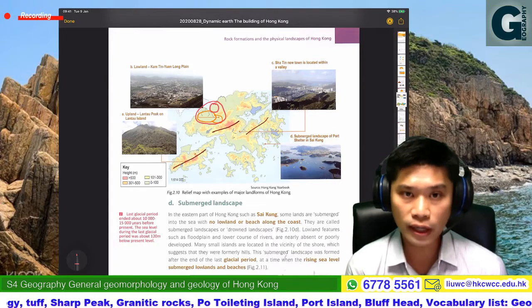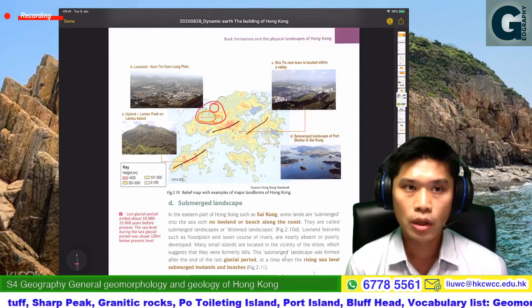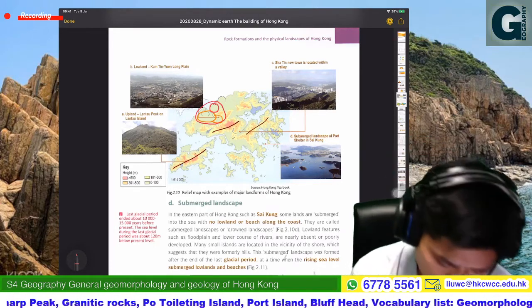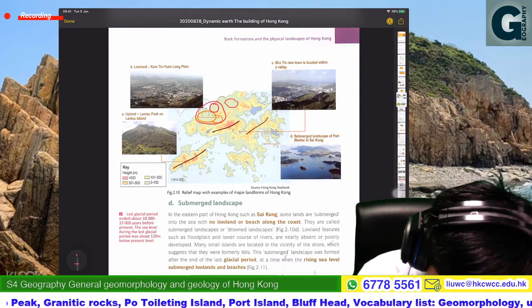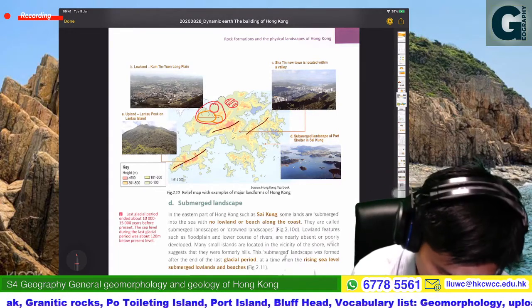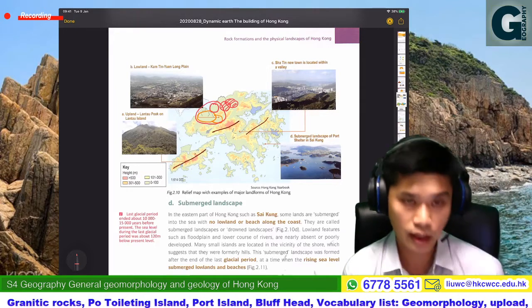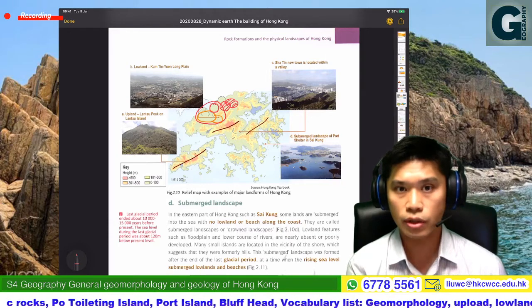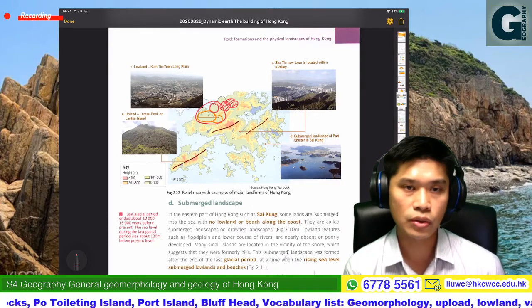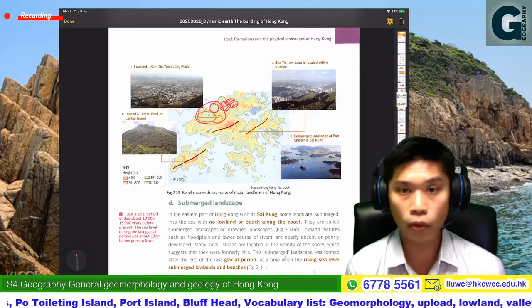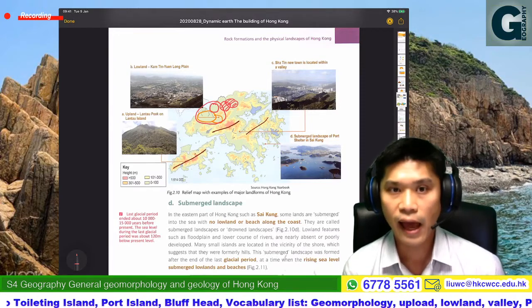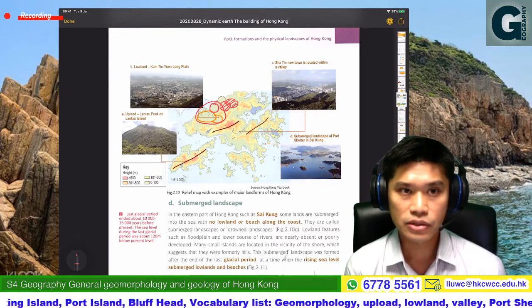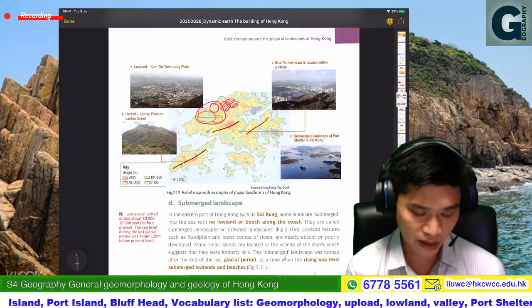However, is that the only one? Of course, no. There are some other flatlands in Hong Kong. For example, here, Sheung Shui and Fanling, together with the Long Valley, 朗園濕地啦. Sheung Shui and Fanling are also lowland or flatland, and they are floodplain. Remember, they are floodplain. So these are the major flatlands in Hong Kong.